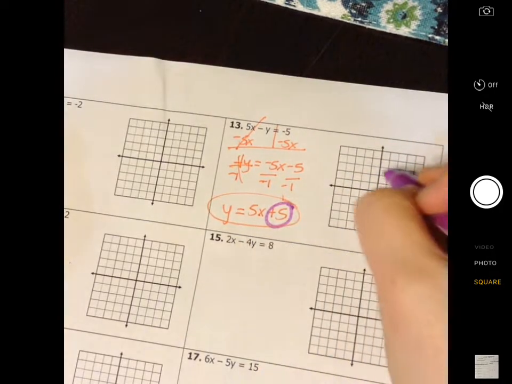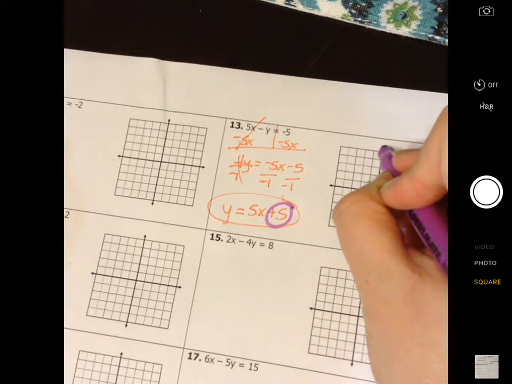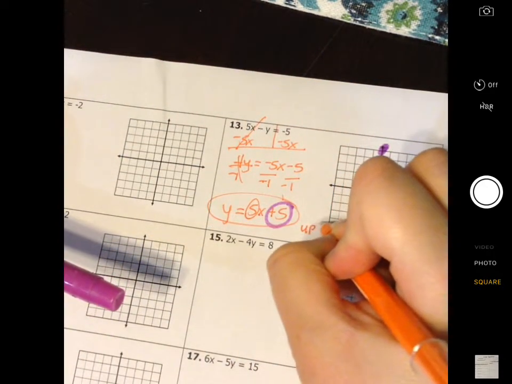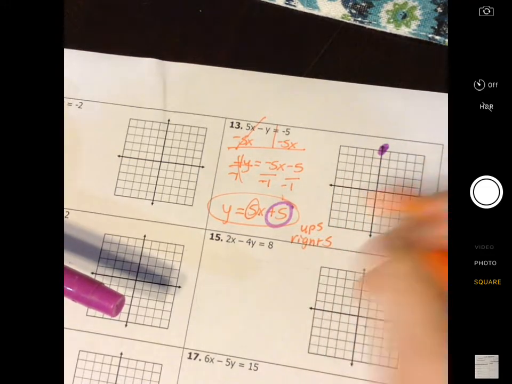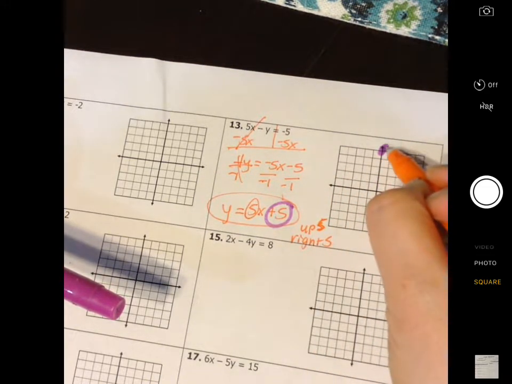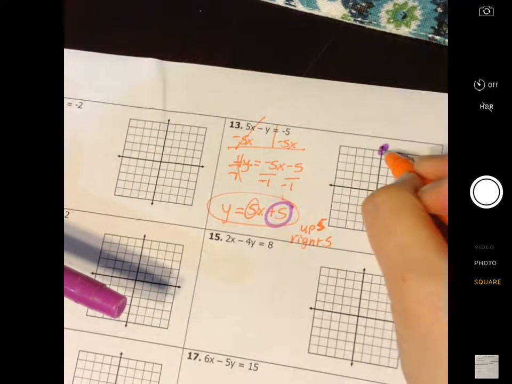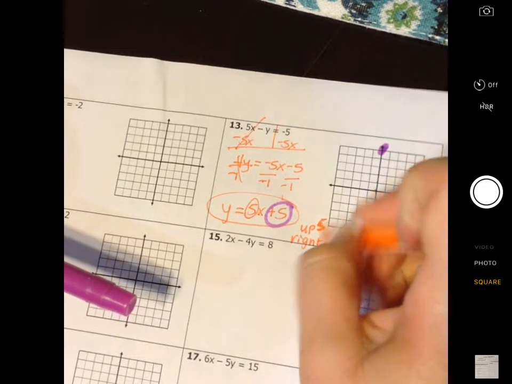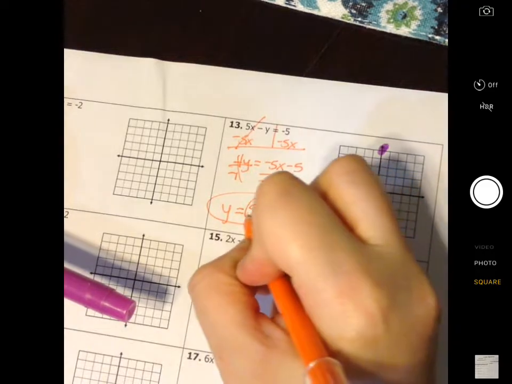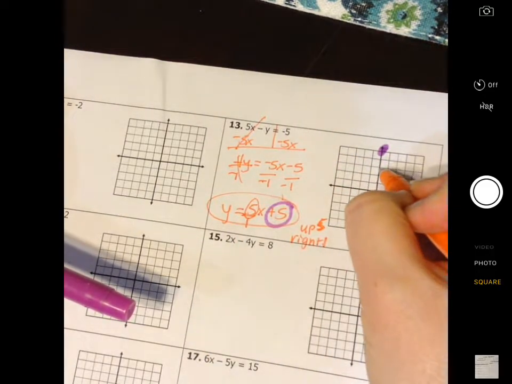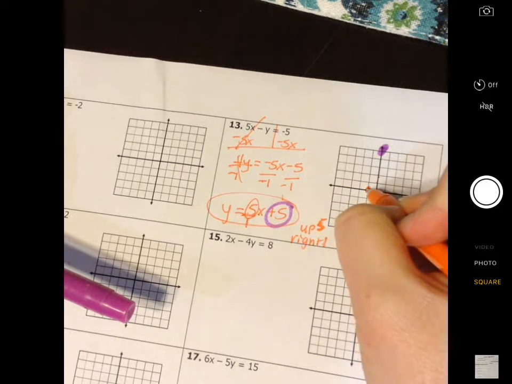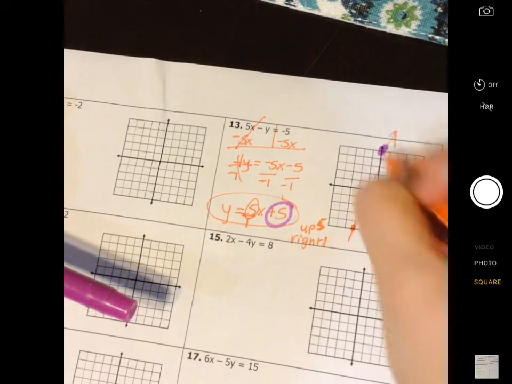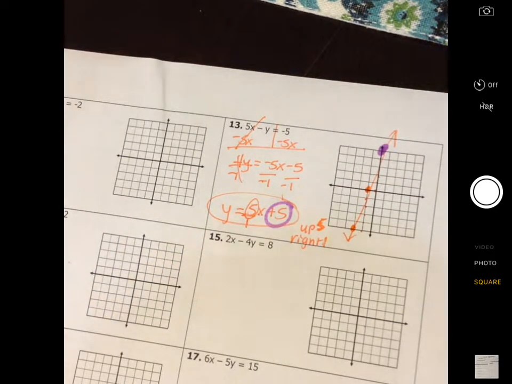My y-intercept is positive 5, so 1, 2, 3, 4, 5. And my slope is positive 5, so that tells me up 5, right 5. But I can't do that because I'm out of graph, so I'll have to go the opposite direction. Down 1, 2, 3, 4, 5. Oh, sorry, that should have been right 1, because this would have been 5 over 1. So down 1, 2, 3, 4, 5 over 1. That is a terrible straight line, Miss Campbell. Terrible.